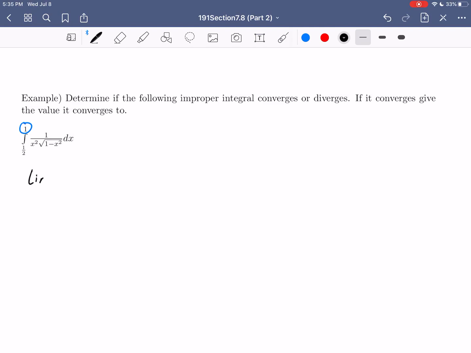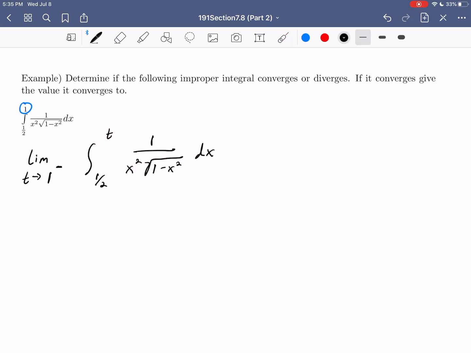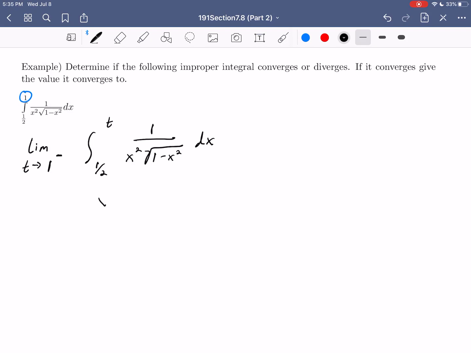So we're going to have to rewrite this as the limit as t approaches 1 from the left, because we're coming under 1. And then we have the integral 1/2 to t, 1 over x squared root 1 minus x squared dx. Okay, now we need to focus on actually integrating this. Unfortunately, this is going to be a pretty messy one because we've got that root 1 minus x squared in there, which means we might want to try to use trigonometric substitution.